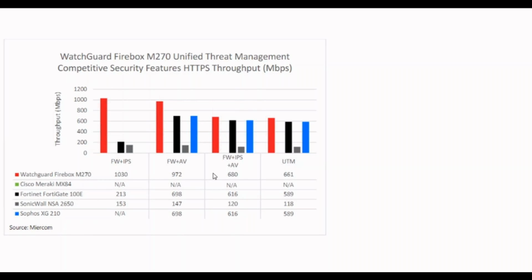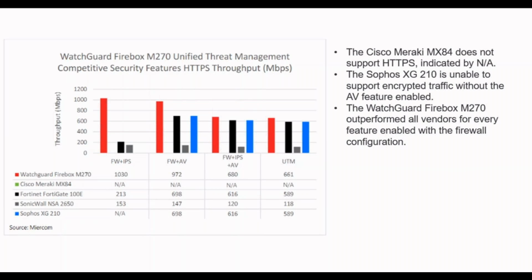But once we add on the services that we have in the UTM, which is the IPS and antivirus, and have the UTM turned on, then we will see the difference when it comes to the speed of the WatchGuard Firebox M270. So the Cisco Meraki did not support HTTPS anyway, so it's out of the picture. The Sophos is unable to support encrypted traffic without the antivirus features enabled. The WatchGuard Firebox M270 outperformed all the vendors for every feature enabled with the firewall configuration.